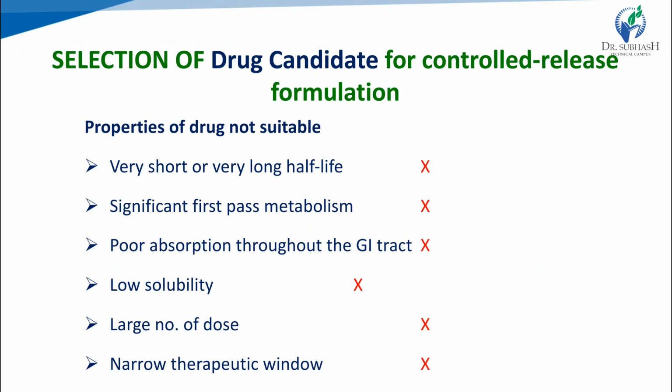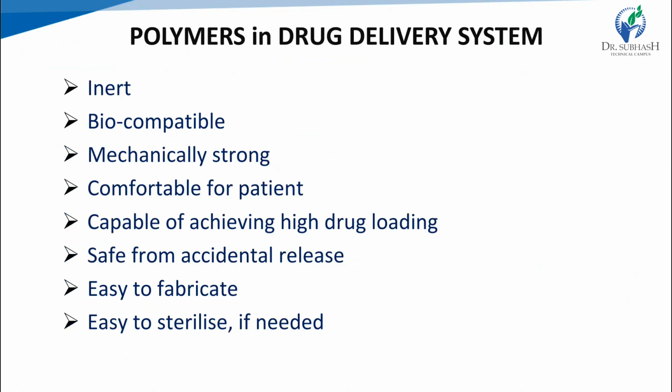A large dose, more than 500 mg or 1 gram, is also not suitable, because the larger the dose, the more we have to incorporate in the dosage form. A narrow therapeutic window is also a problem. So these are some points we have to consider for the selection of a drug candidate for the controlled release formulation.